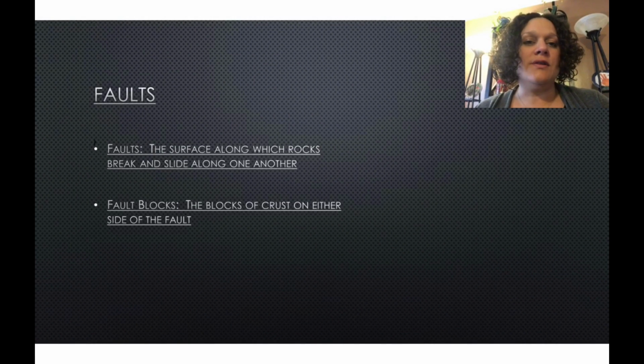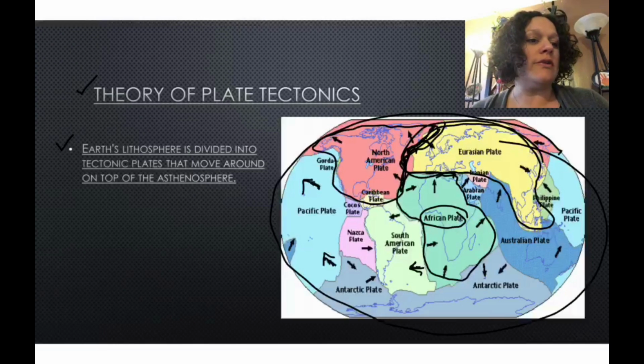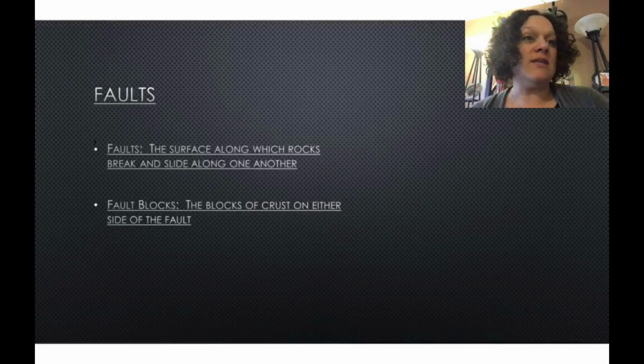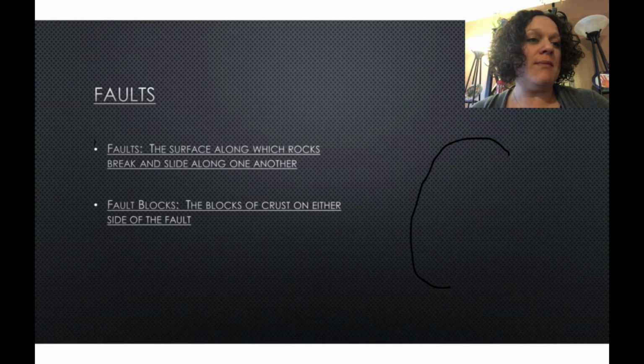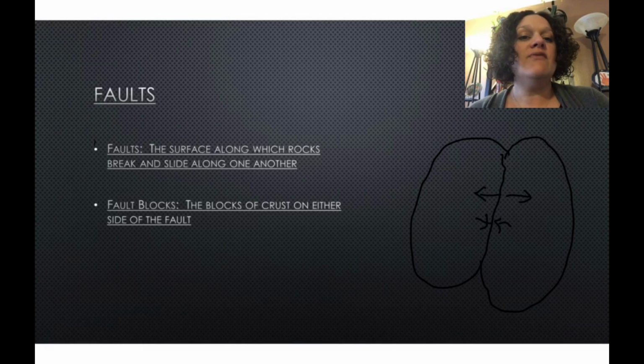Okay, so faults. A fault is a place where two plates come together, just like when I was looking back at this last picture, where we had all of these plates. Faults are the spaces in between. They're also known as plate boundaries. So we've got our plates that are coming up next to each other, and they're going to be moving. There's going to be pressure either pushing together or pulling apart. Either way, we're going to have fault lines between each of those boundaries. Fault blocks are the blocks of crust on either side of the fault.